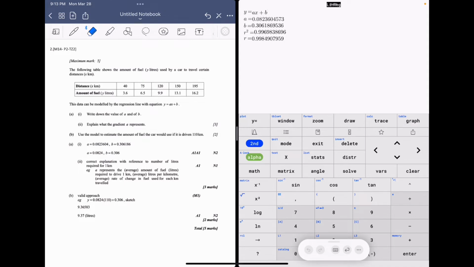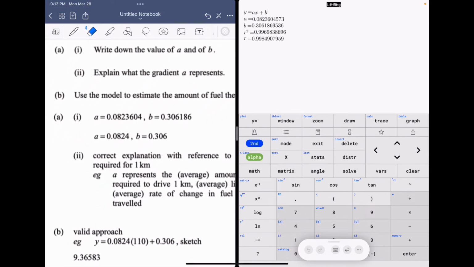They said write down the value as what you are seeing on your calculator, the full value, and then round off to 3 significant figures. You can see they are writing exactly the same value, 0.082360. You can write 573 also. Similarly, b value 0.306186. You can write further digits 9536 also, but round off to 3 significant figures.